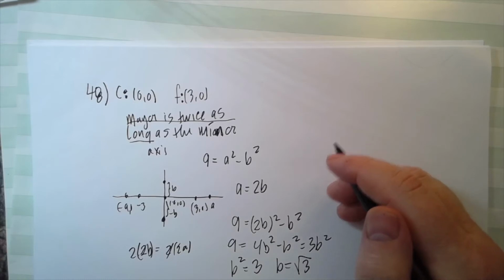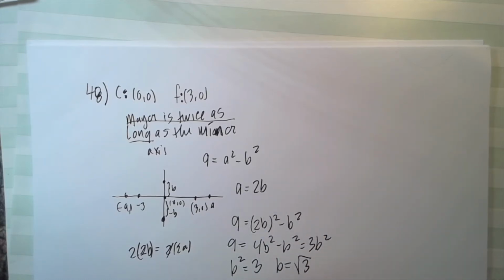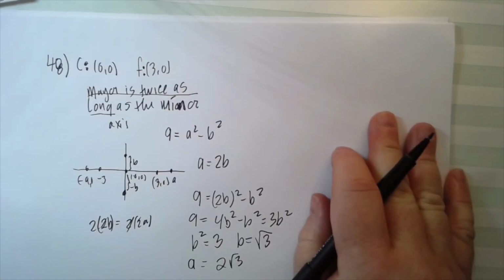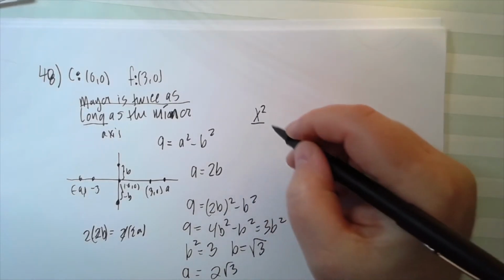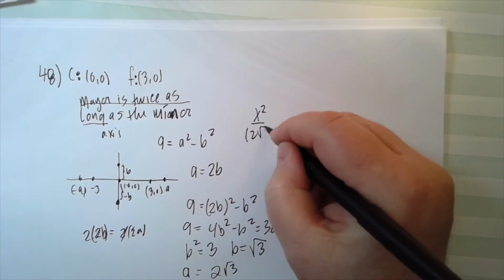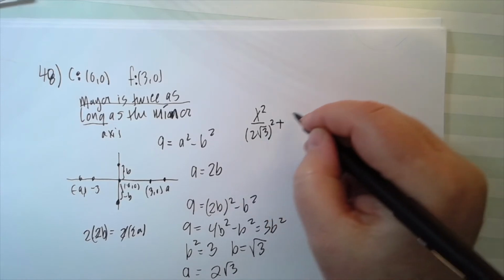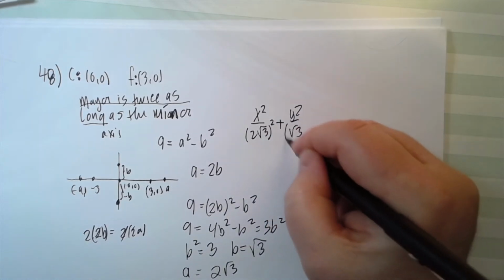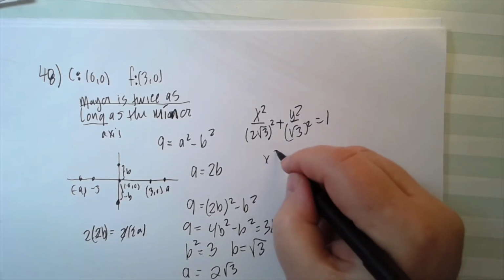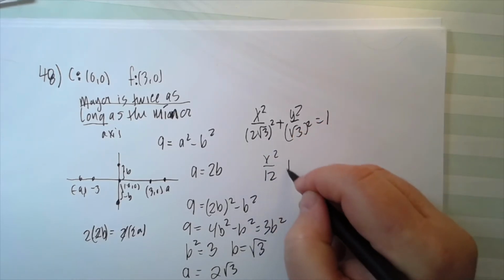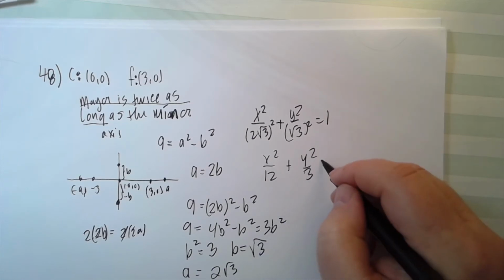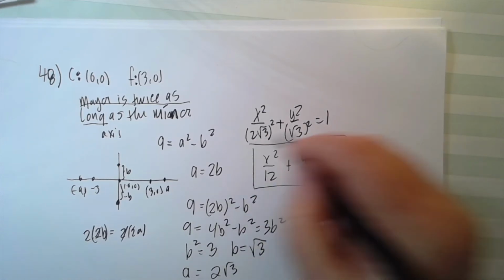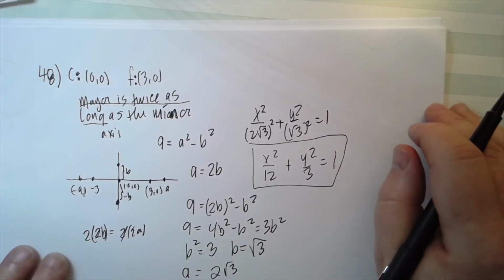And then, of course, a has to be double that. So a has to be 2 square root of 3. Right? And now I can write down the equation. So I get x squared over a squared, and then y squared over b squared equals 1. So I get x squared over, that's 4 times 3, which is 12, plus y squared, which is 3. And we have our equation of the ellipse with the information.